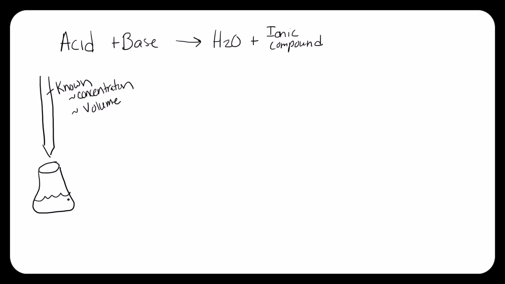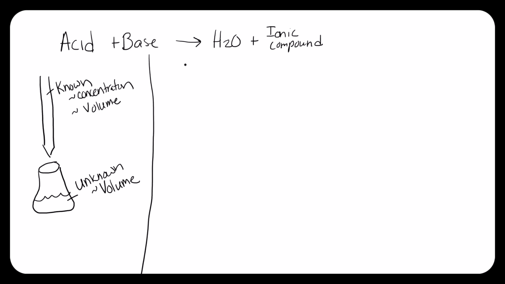Our unknown is going to go down here. And it is our unknown because we do not know the concentration. That's what we're trying to solve for. But we will know one piece of information. We'll know how much we put in there. So we may not know what the concentration is, but we will know how much of that liquid we put into our beaker at the bottom. So we'll at least know the volume.